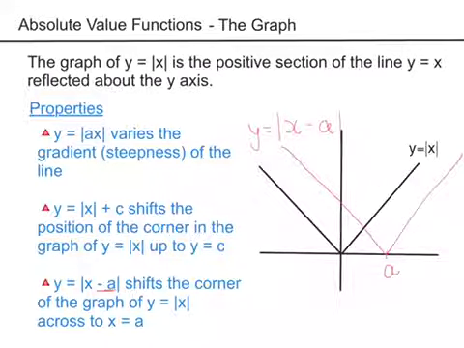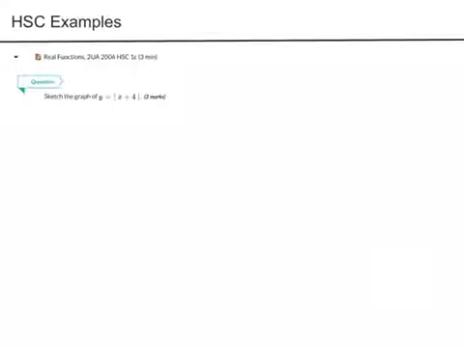This means that for this case, the y-intercept has changed from 0 to positive a. Now let's consider some past HSC questions. The most basic of the questions that they like to ask in the HSC is simply just to sketch an absolute value function, as shown here from this 2006 question. It's generally considered an easier question.